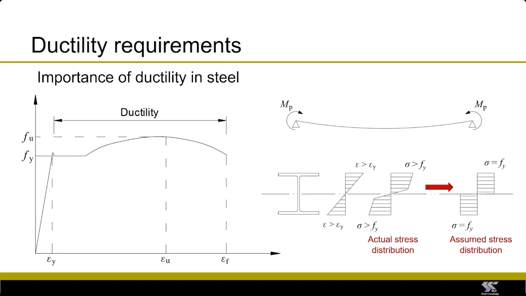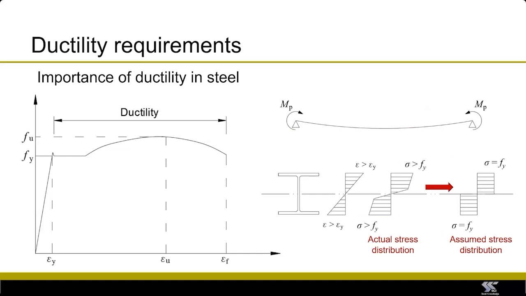Another case in which it is important for the steel to exhibit sufficient ductility is when calculating the plastic bending resistance of a steel beam. So in this case, the fibers of the cross-section that are furthest away from the neutral axis are subject to the largest strains, which can be significantly larger than the strain at first yield.